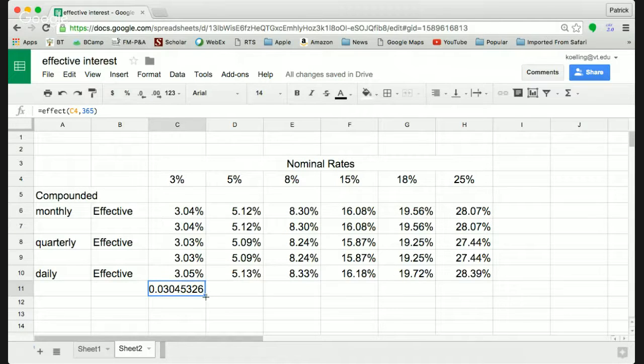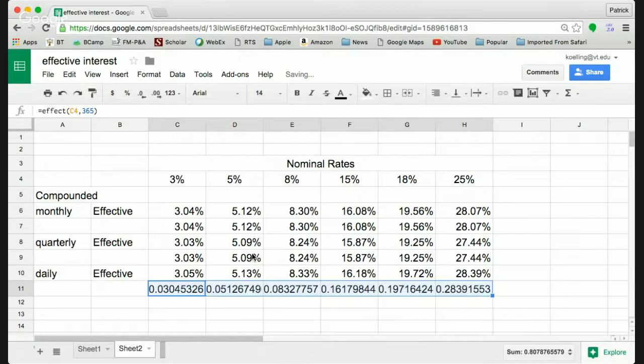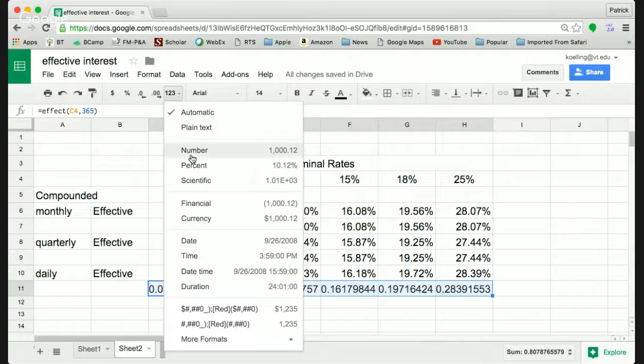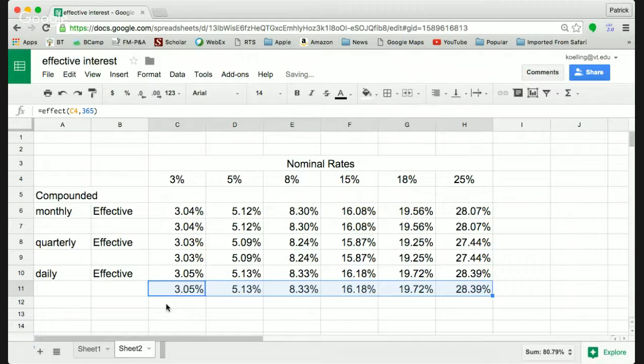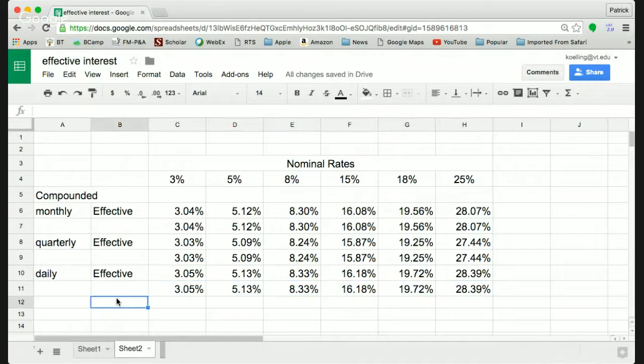And I hadn't formatted this for percents. There we go. So you can see that the effect function is one that gives us the answers we would expect. It gives us the same answers as the formula because, son of a gun, it uses the formula to calculate those effective interest rates.